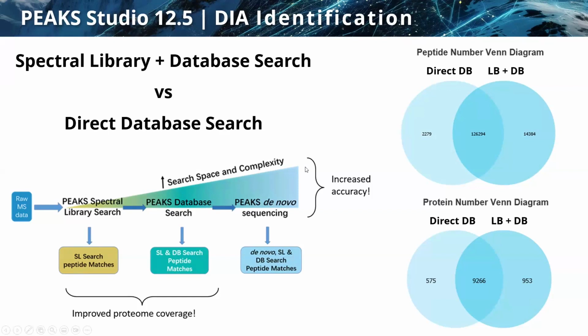And then finally, the de novo sequencing, which is the most difficult to do, is done when the least number of identifications need to be done. And overall, by doing all 3 of these in sequence, you're typically getting a better proteome coverage and increased accuracy. I have an example here showing a direct database search versus a library plus a database search. And you can see that with the library plus database search, you are typically getting more identifications compared to just the direct database search.